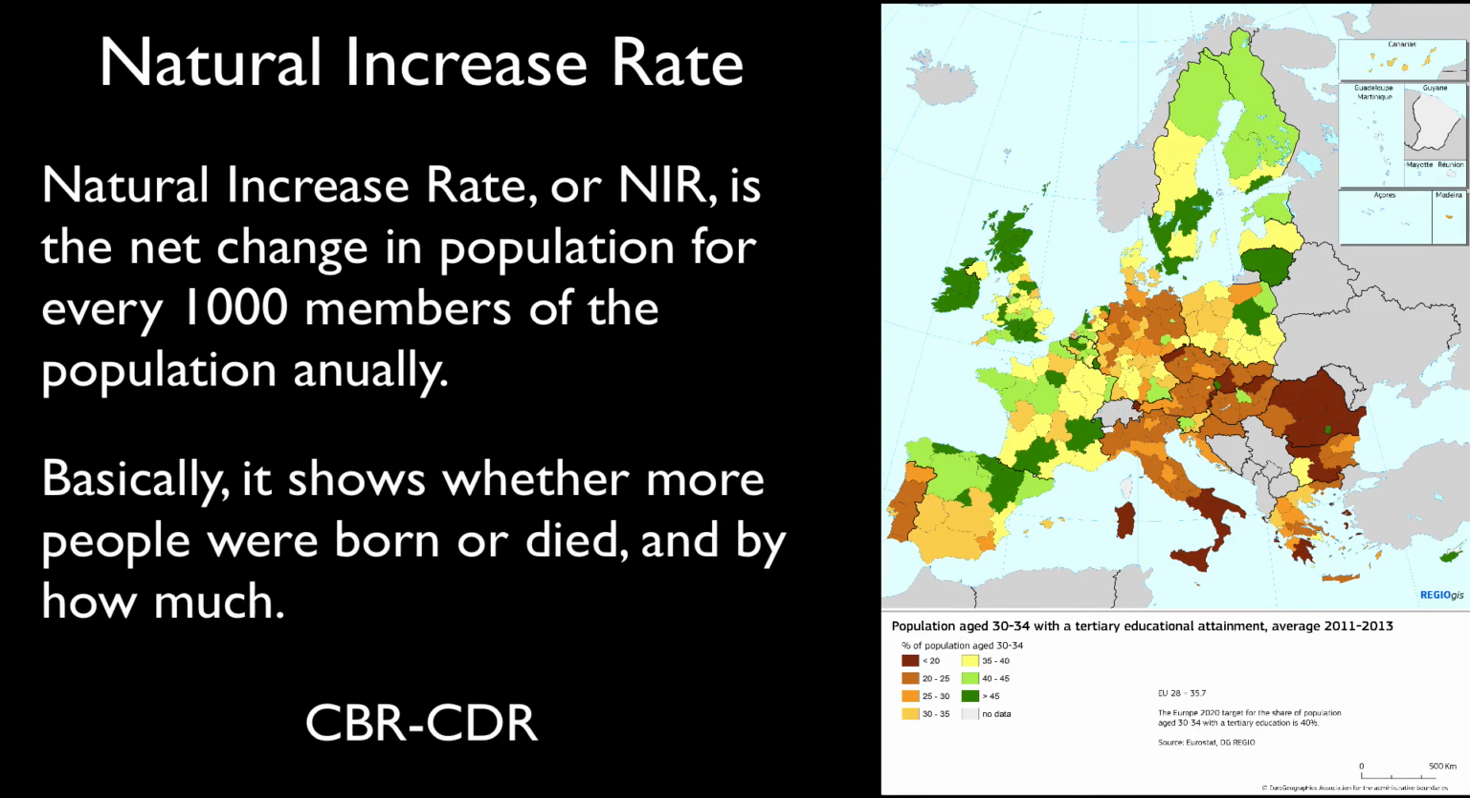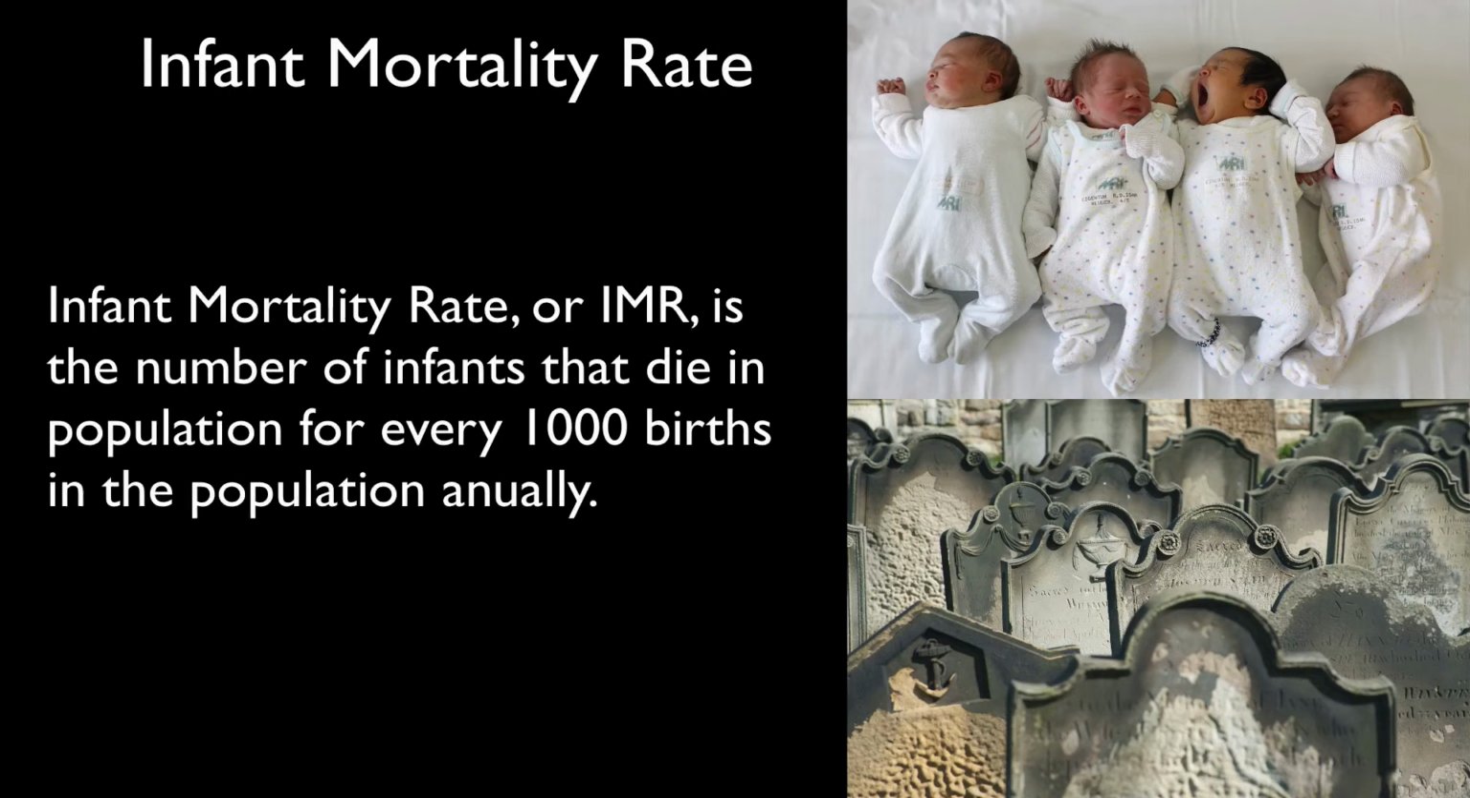NIR stands for natural increase rate. This is the CBR, which is the crude birth rate, minus the CDR, which is the crude death rate. So basically, it is the net change in a population, usually expressed as a percentage. IMR stands for infant mortality rate. This is how many infants per every 1,000 die in a year.